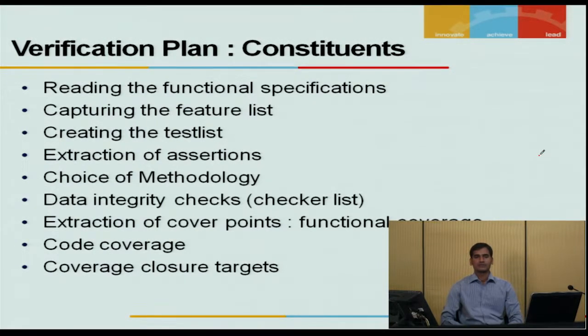So let's talk about the different constituents of a verification plan. What all things we need to put up in our verification plan. How we start our verification plan is we get the spec from the designer. First thing we do is we read the functional specification. Once we have read it, we capture all the feature lists, what all features we are going to verify. We create a test list based on those features.